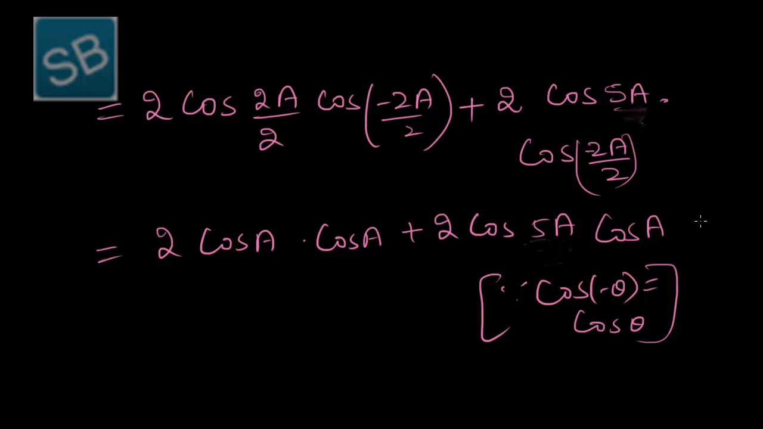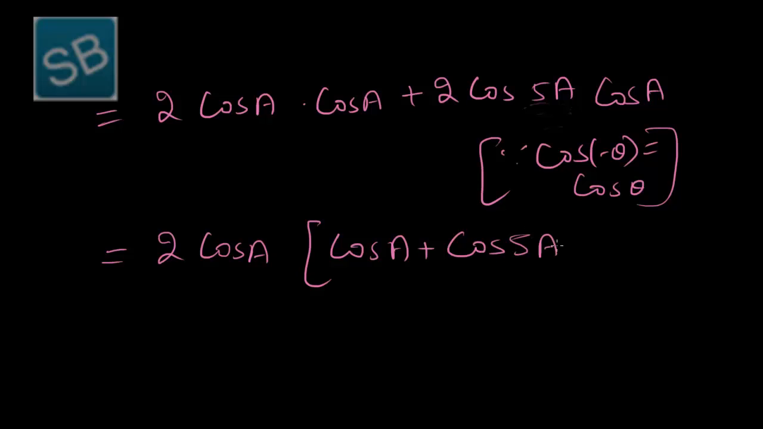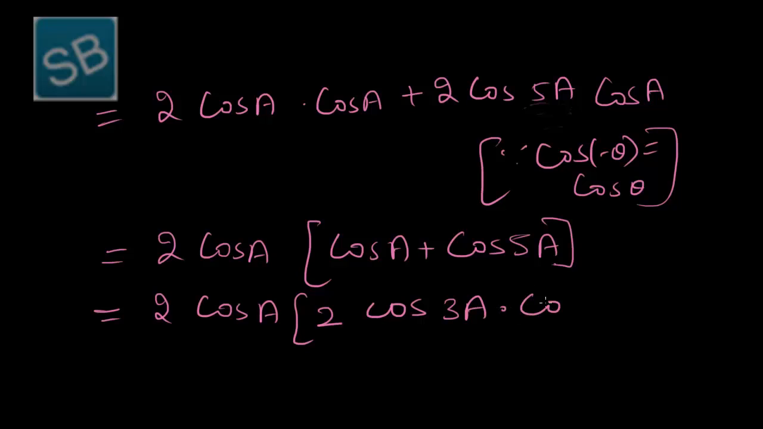So next, what is going to happen? 2 cos a is common. Then we will remain with cos a plus cos 5a. Again it is a sum form, so we will again write it. It becomes 2 times cos (a plus 5a) over 2, that is 6a over 2, that is 3a, into cos (a minus 5a) over 2, that is minus 4a divided by 2, that is minus 2a. So cos of minus 2a is directly cos 2a, because cos of minus theta is cos theta.